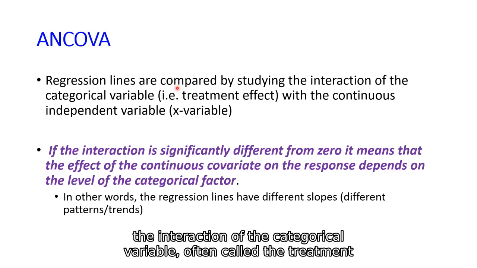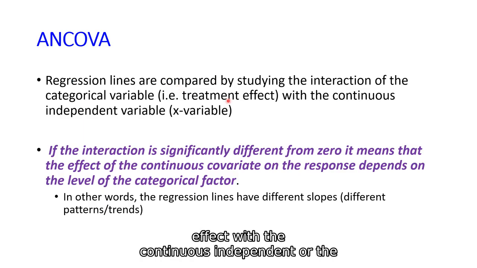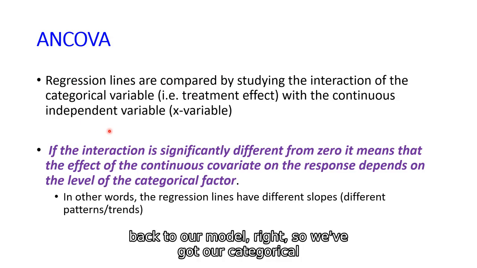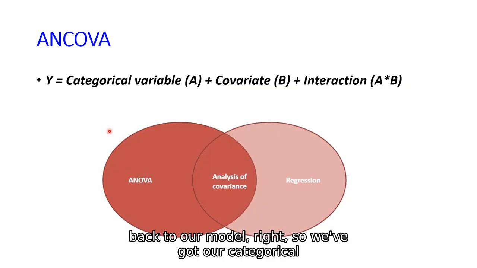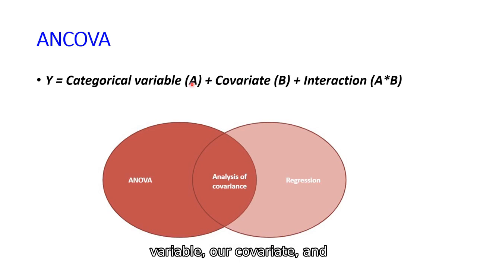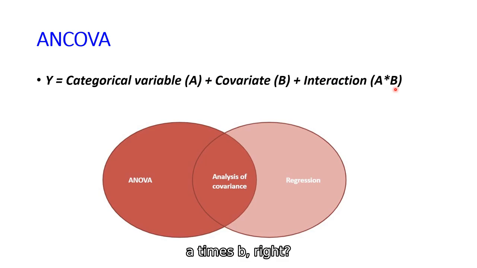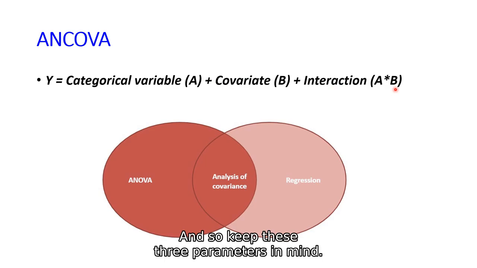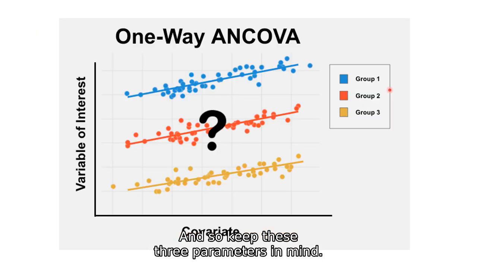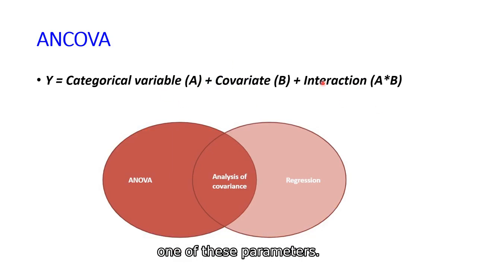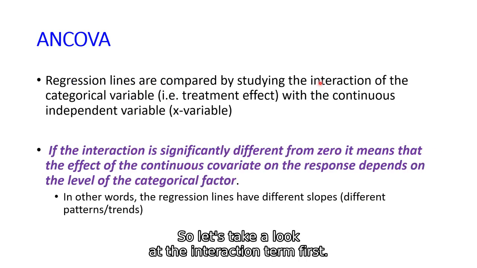So again, we're looking at comparing regression lines by studying the interaction of the categorical variable, often called the treatment effect, with the continuous independent variable, or the covariate, okay? And so if we go back to our model, we've got our categorical variable, our covariate, and then our third term is an interaction between those two, A times B, right? And so keep these three parameters in mind. We have a null and alternative hypothesis for each one of these parameters.